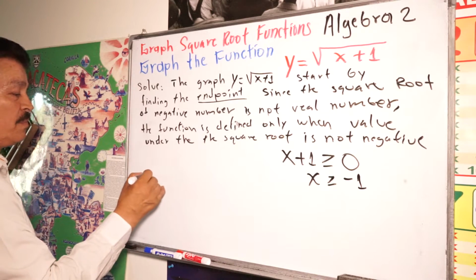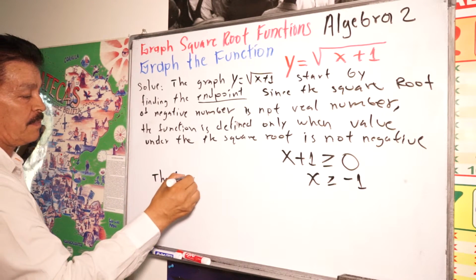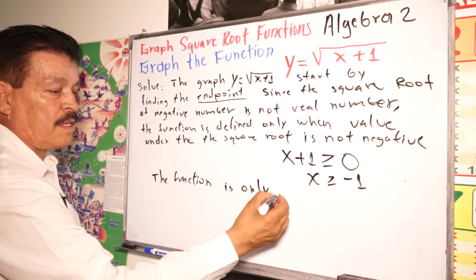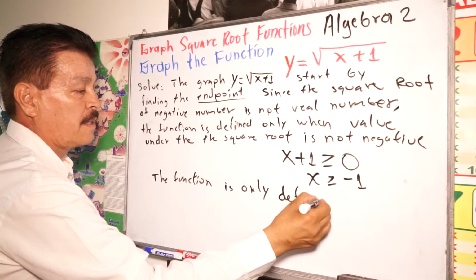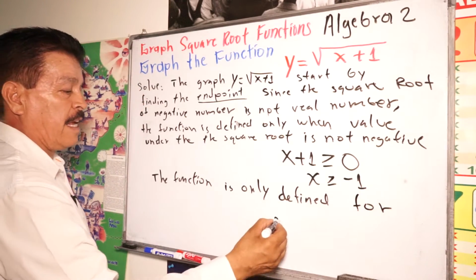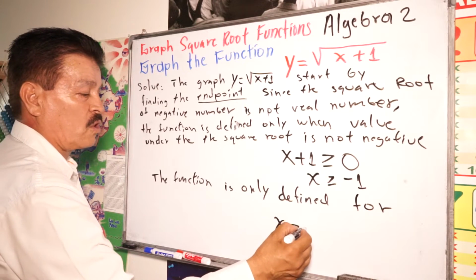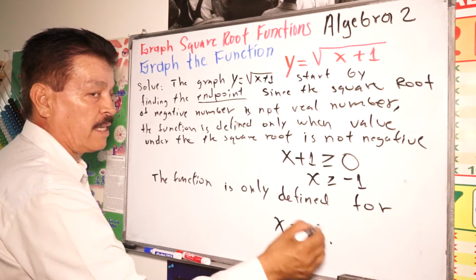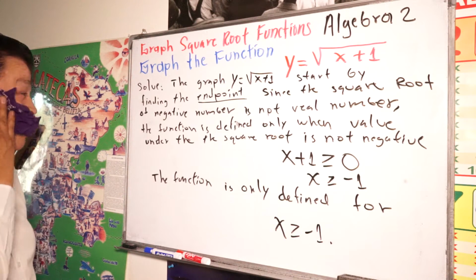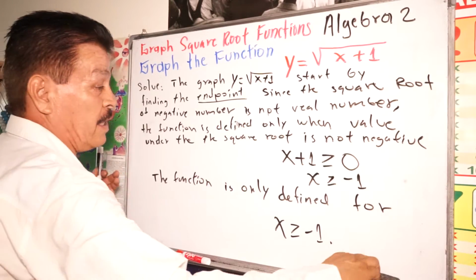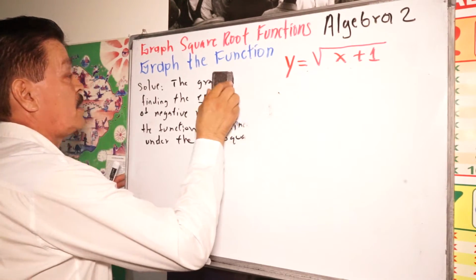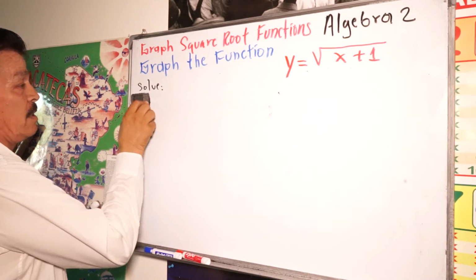So the function is only defined for x greater than or equal to negative 1. All right, this is our first part of the problem. Let me erase this part and continue trying to find the answer.